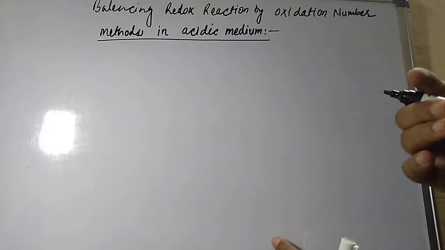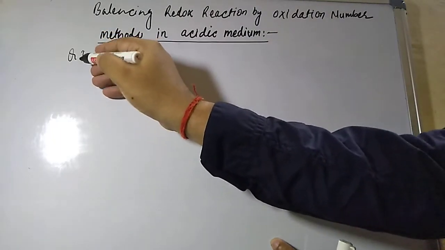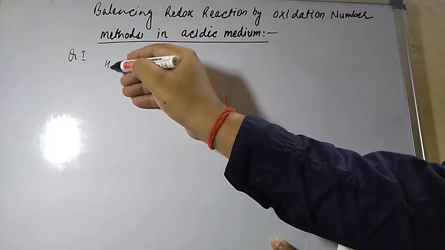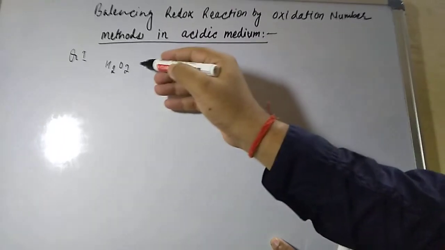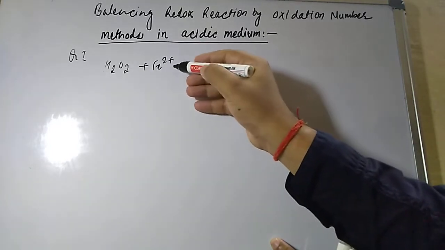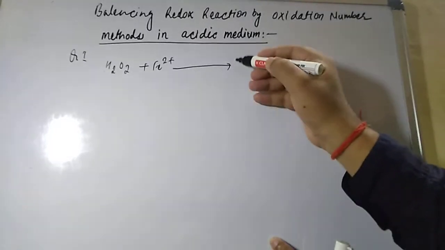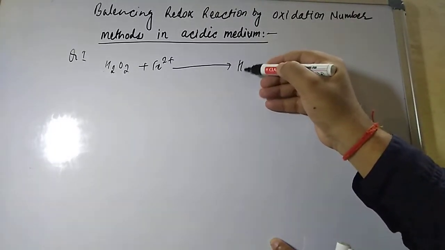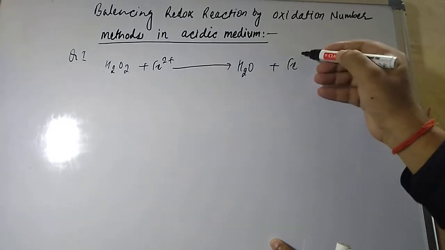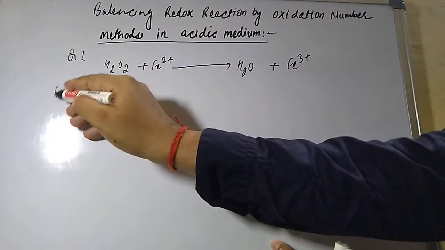Let us take question number 1. If you take hydrogen peroxide, H2O2, and treat it with Fe2+, H2O2 is a strong oxidizing agent. It will convert Fe2+ to Fe3+, and itself gets reduced to H2O. Let us go and solve this equation.